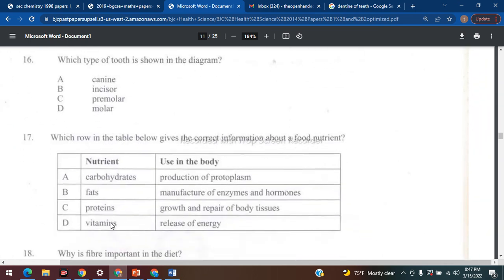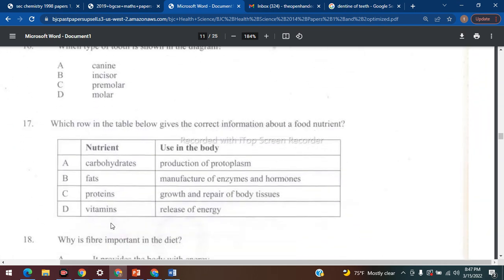All right. What are we on now? Number 17. Which row in the table provides the correct information about a food nutrient?